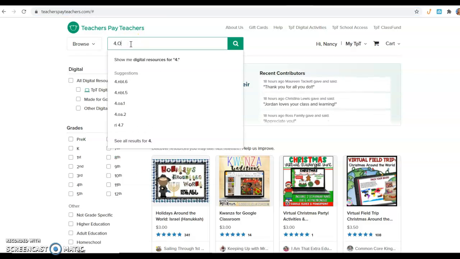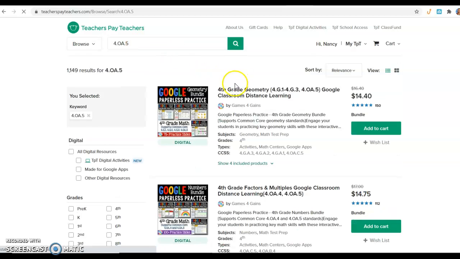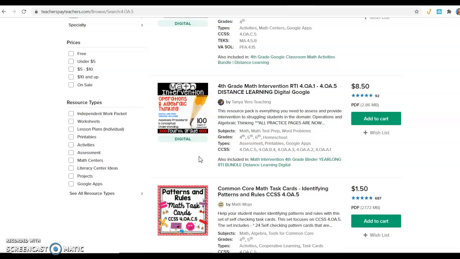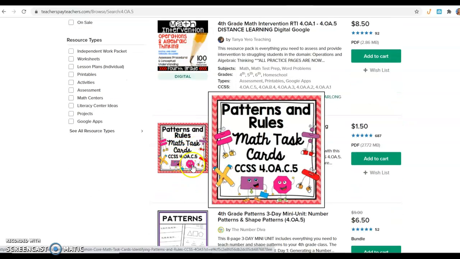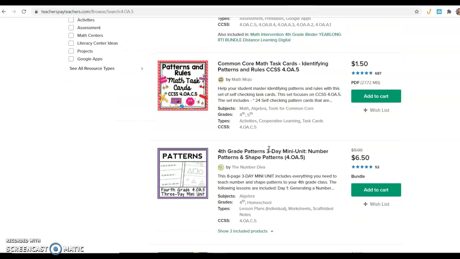So if I put in 408.5, click, it brings up all sorts of different things. There's a bigger thing that teaches fourth grade math that has that in it. But if I keep scrolling down, I can get to things that are just like math task cards on 408.5. This is $1.50 to get that will help you with that. You could go through those things, submit it on your portfolio submission, and it would be taken care of.